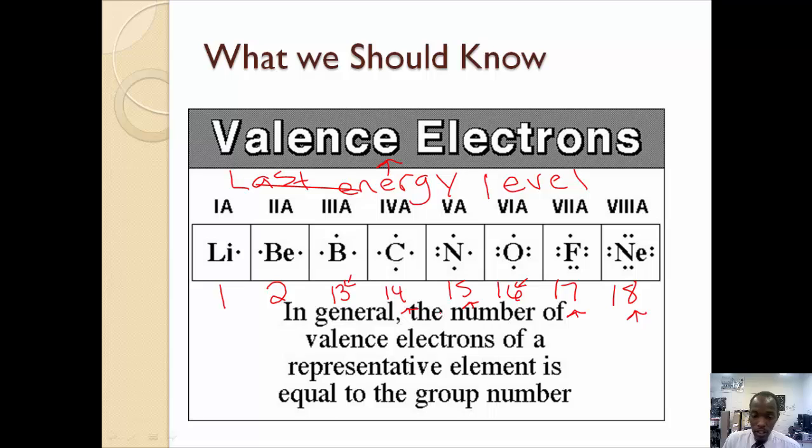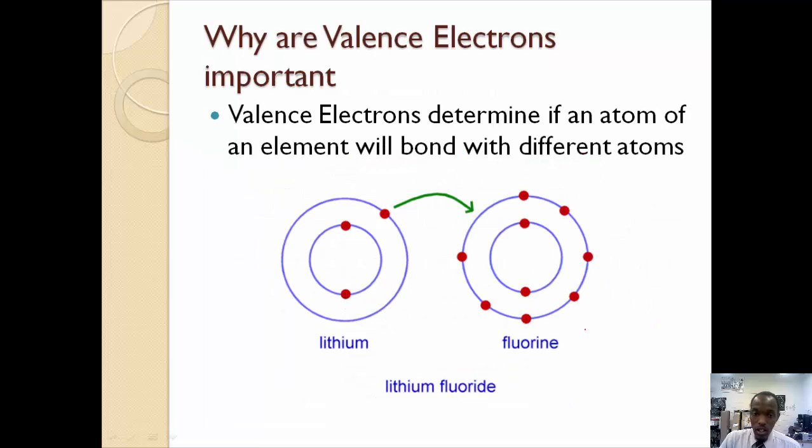All right, so remember, in general, the number of valence electrons of a representative element is equal to the group number, and remember the double digits are the second digit. You look at the second digit for the valence electron number. All right, so why are valence electrons important? Valence electrons determine if an atom of an element will bond with different atoms.